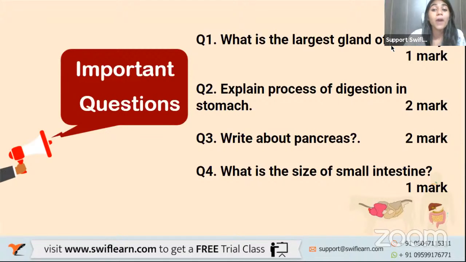Now, write about your pancreas. The pancreas is a large, cream-colored gland. It is situated under your stomach, and it produces digestive juices which break down carbohydrates into glucose, fats into fatty acids and glycerol, and proteins into amino acids. So this is the function of the pancreas.